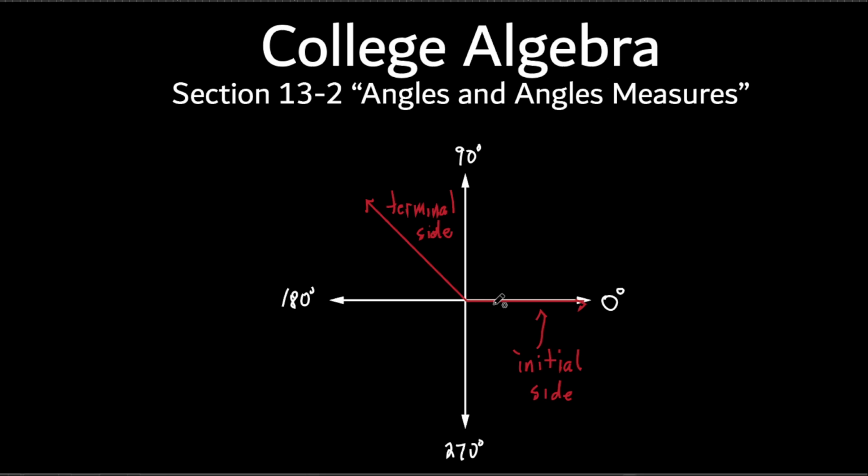So it's basically like this. You start from the initial side, and then you're going to swing all the way to here, and that angle right there is made. So you've got an angle. You got two rays coming up from a common vertex, and that is an angle. All right? That's pretty easy. No big deal. Let's do this now.